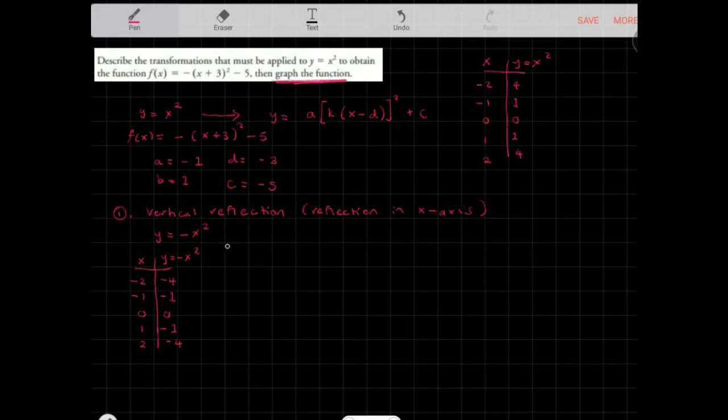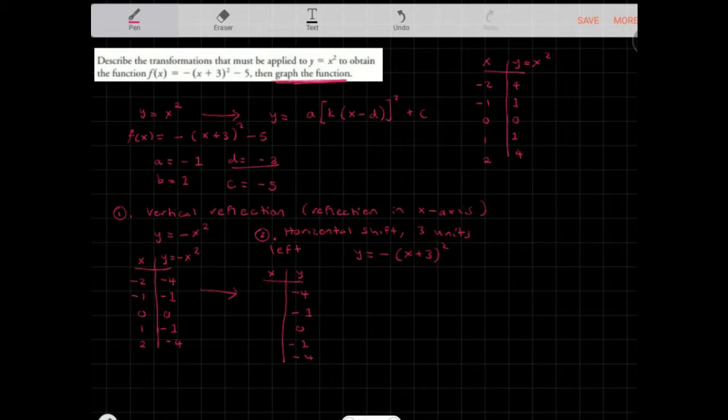Now, in our second scenario, okay, we have a shift. Okay, so we have a horizontal shift 3 units left. Okay, so if we have a horizontal shift 3 units left, look what happens to our points. Because it's a horizontal shift, we're only going to be affecting our x values and not our y values. So I'm going to copy down the y values from the previous step. You can notice here that the function now will look like this. y is equal to negative (x plus 3) squared.